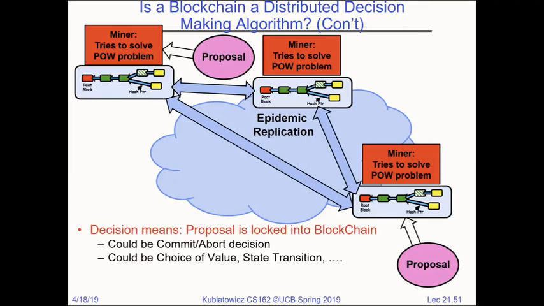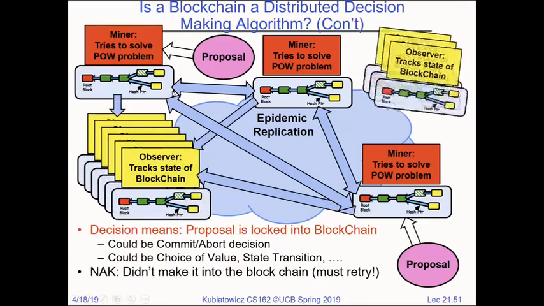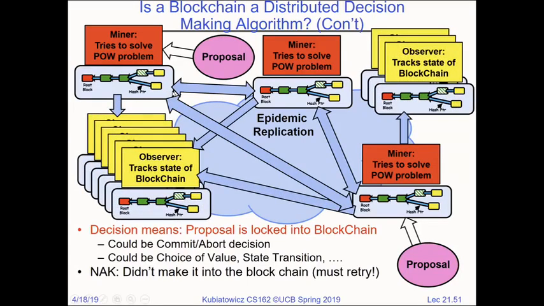And so what a decision means here is that the proposal's locked into the blockchain. It could be a commit or abort, a choice of value or a state transition, whatever. And then, of course, a NAK means it didn't make it into the blockchain. And all of these systems have the ability to have a whole bunch of observers who are getting the results. So what's cool about that is anybody in the world can verify the result once it's happened. So, yes, a blockchain is a decision-making algorithm, and the distributed scale here is pretty astounding. There's a lot of people involved.